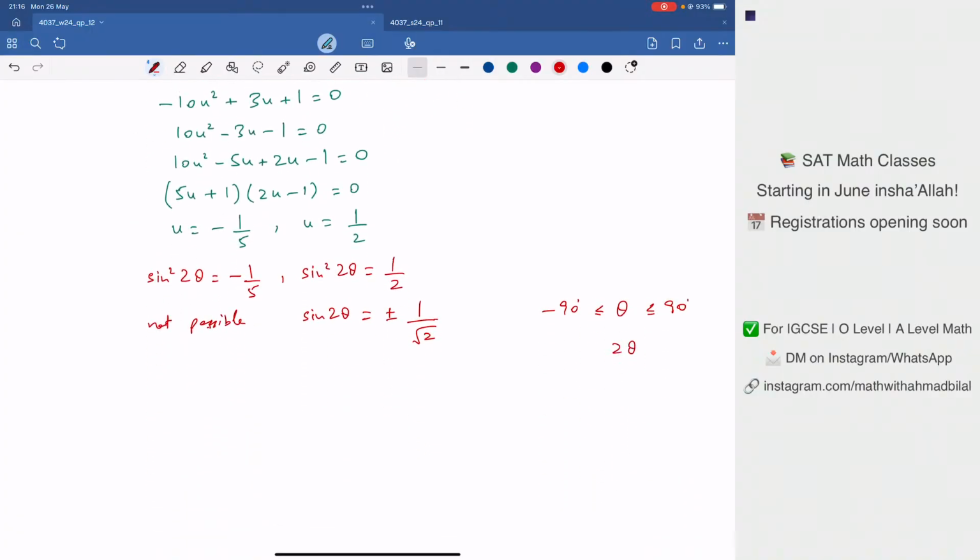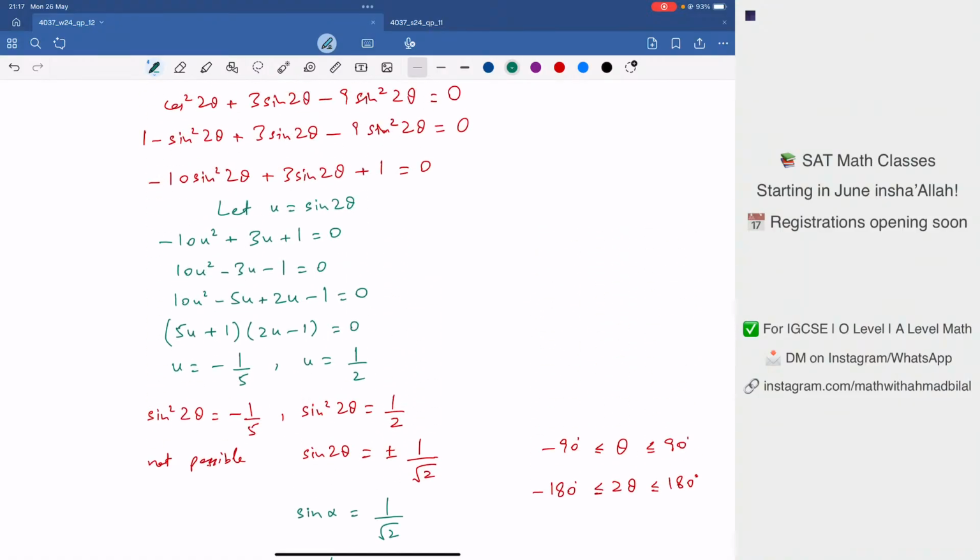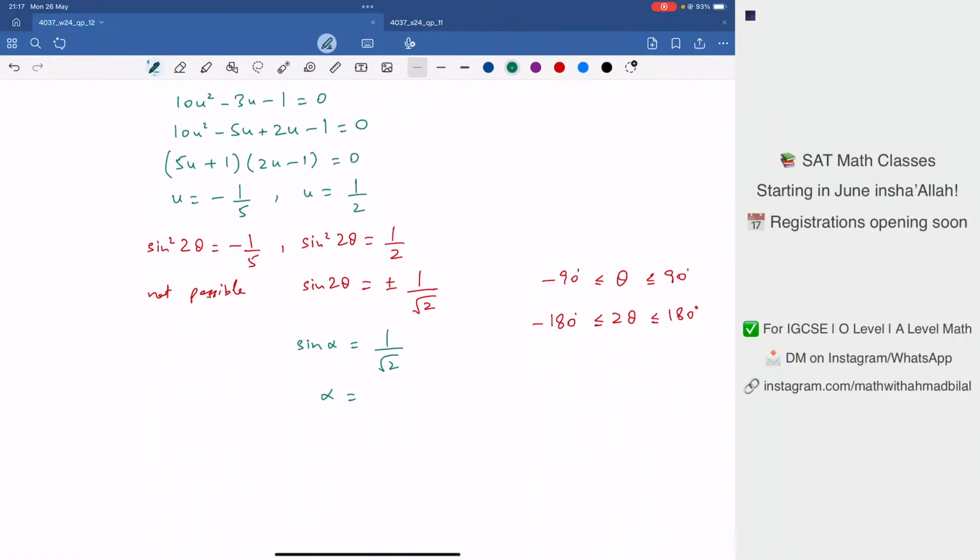What about 2 theta? Multiply the whole inequality by 2, and that gives you minus 180 to plus 180. That's the interval that we should have for 2 theta. Okay, find the basic angle and see what that turns out to be. Sine of alpha equals 1 over under root 2. Find the basic angle from this. 1 over under root 2 in degrees, that should give us 45 degrees.